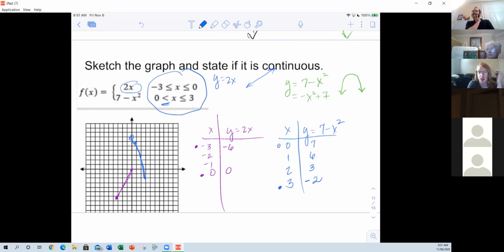The function's not continuous, so it wouldn't make sense. It wouldn't be a function at all, right? Because it wouldn't pass the vertical line test. We'd have a solid dot here and a solid dot here. Even if it was continuous, you still wouldn't know where to put that point. So one of them has to be open.